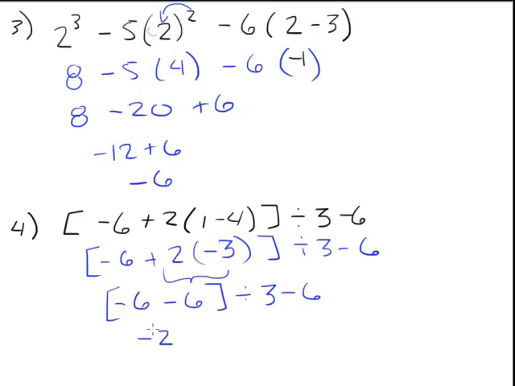I could drop my brackets, divide by 3 minus 6. So do my division before I do my subtraction. Negative 12 divided by 3 is going to give me a negative 4. And then negative 4 minus 6 is going to give me negative 10.